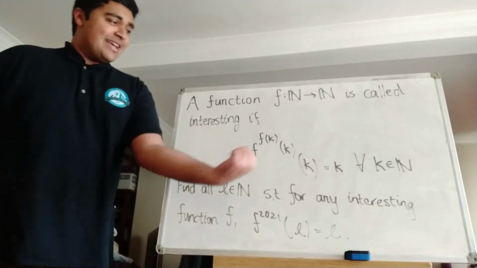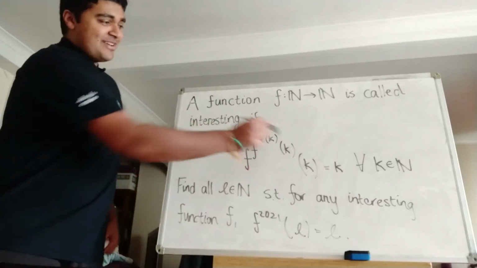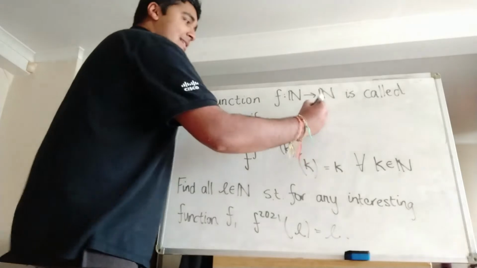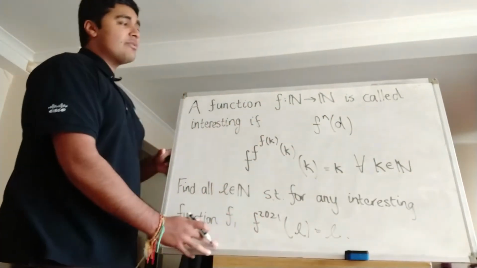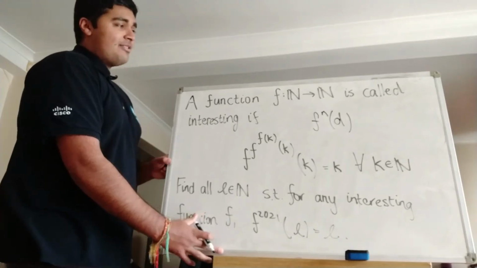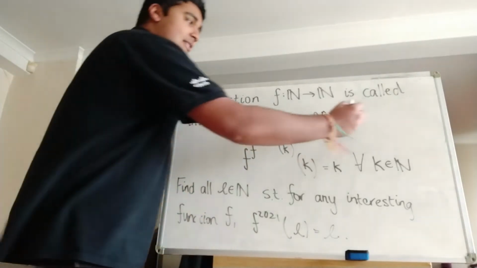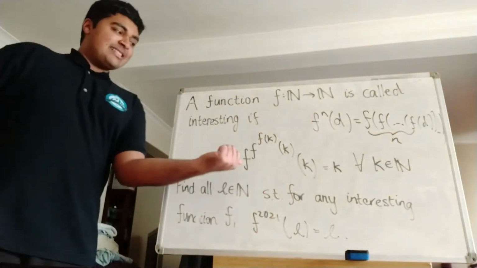So what do we mean here by this kind of weird looking pyramid notation? Suppose we have f to the n of d. This doesn't mean the nth derivative of f or f of d raised to the power of n. This just means applying f n times, so something like this at d, like so, where there are n f's there. That's what we mean by this notation.